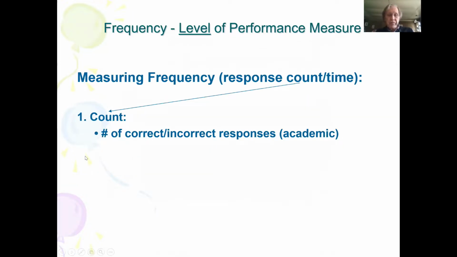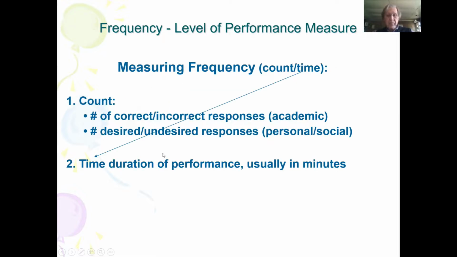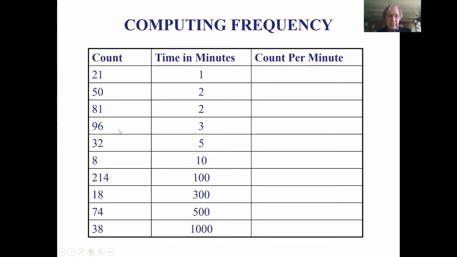We compute frequencies by getting a count. If it's an academic area, we look at correct and incorrect responses. If it's a personal social area, we look at desired and undesired responses. We time the duration of performance, usually in minutes in instructional settings, and then we compute the performance frequency, so count over time or minute. Here's an example of a number of different counts and a number of different time durations. It's just a matter of doing the division to see the count per minute. We always want to have a standard unit, so that if we observe over different time periods, the data is comparable from one observation to the next.